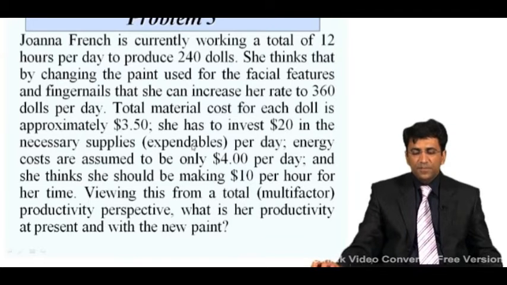Other input is material cost. So what we will do, we will multiply 3.5 by 240, because this is the per unit cost. And if we produce 240 dolls, the total cost for these dolls will be equal to 3.5 multiplied by 240. Another input is supplies cost, which is $20. Now this is per day. Again, energy cost is $4. Again, this is per day cost.